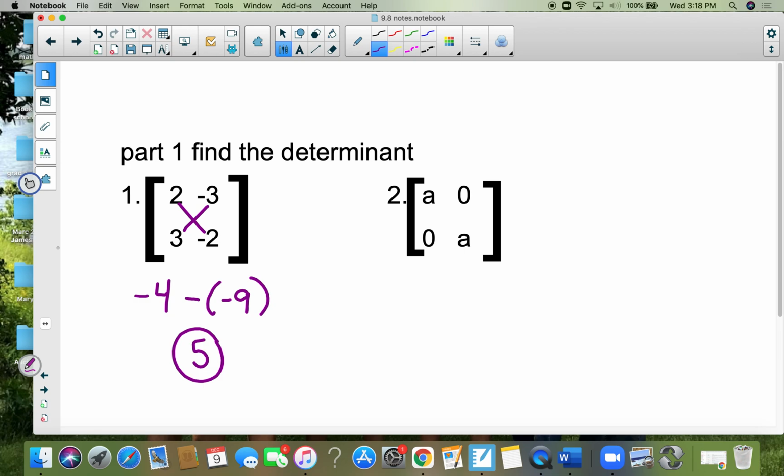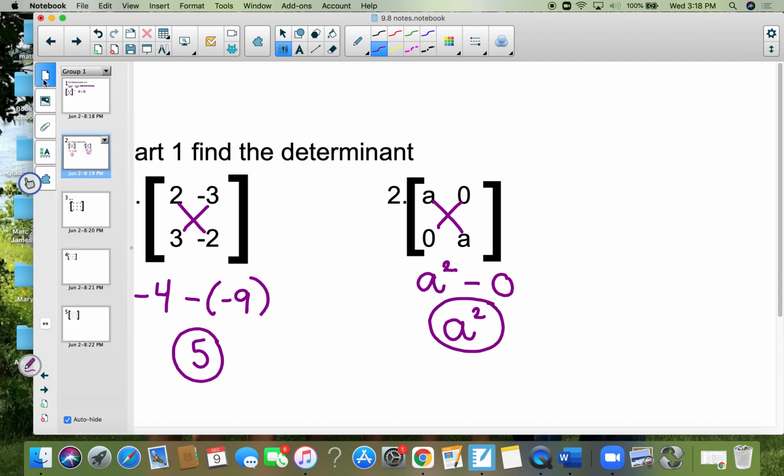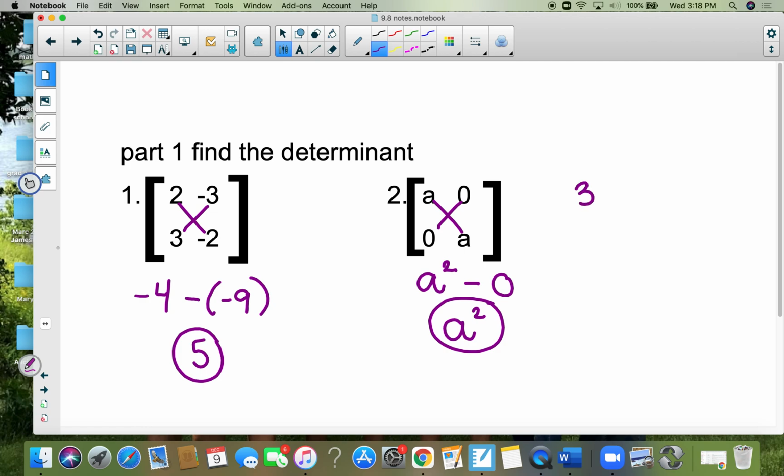And in 9.7, which you're going to learn after 9.8, you're going to know why you have to find the determinant. A times A is A squared, minus sign in between. 0 times 0 is 0. A squared minus 0 is A squared. Okay, now we're going to move on. I think 2 of them was enough. I'll do one more for you.